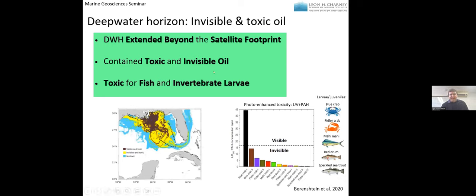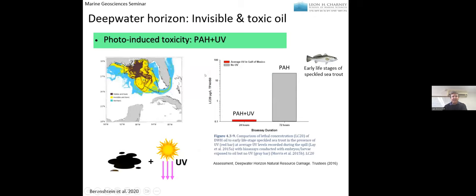So what is interesting is that what causes this high toxicity is what we call photo-induced toxicity, which is the combined effect of oil toxicity or PAH toxicity with UV radiation. And in fact, this combined effect can be 100 times more toxic than the toxicity of oil alone. And importantly, the most vulnerable life stages for this effect are the early life stages, larval fish and larval invertebrates.